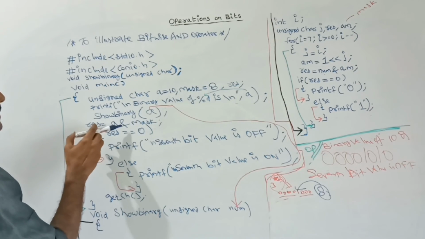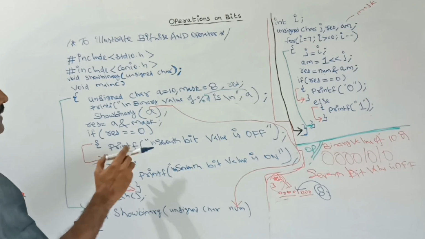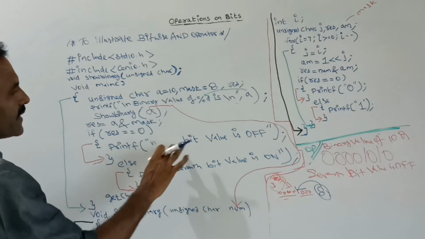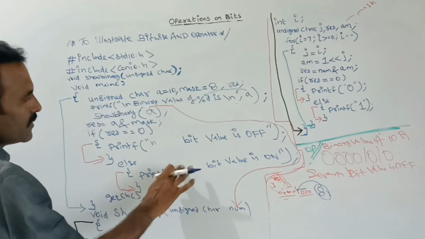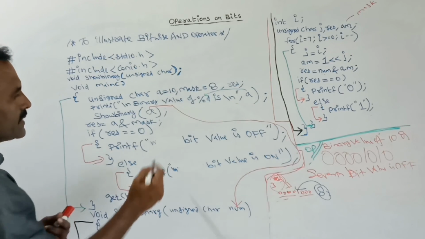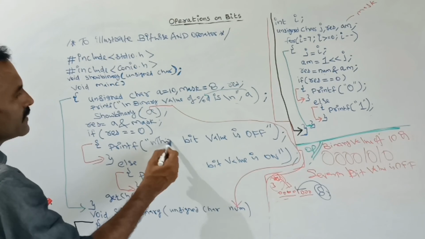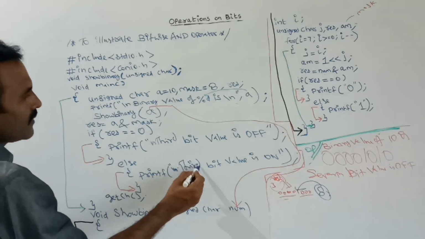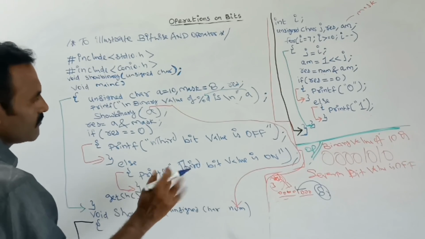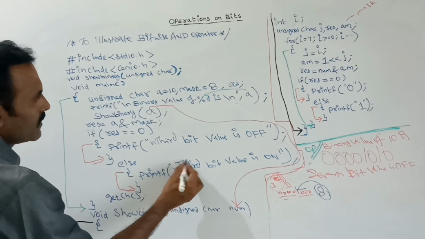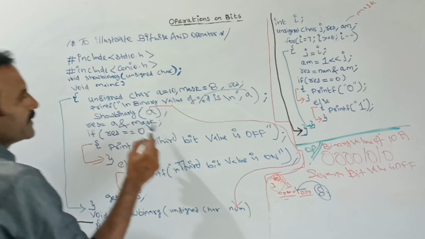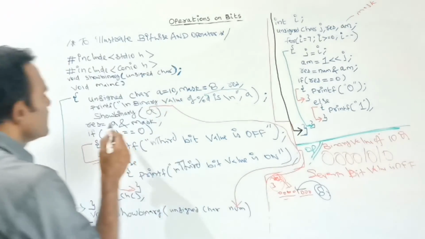Next, RES is equal to A and mask. Without forgetting, you should change this. Previously I had used 128, so I had given it as the 7th bit, but now I am using 8. That is, here we should use the third bit: third bit is on, third bit is off. RES is equal to A and mask value, that is 10 and 8. What will be the result?